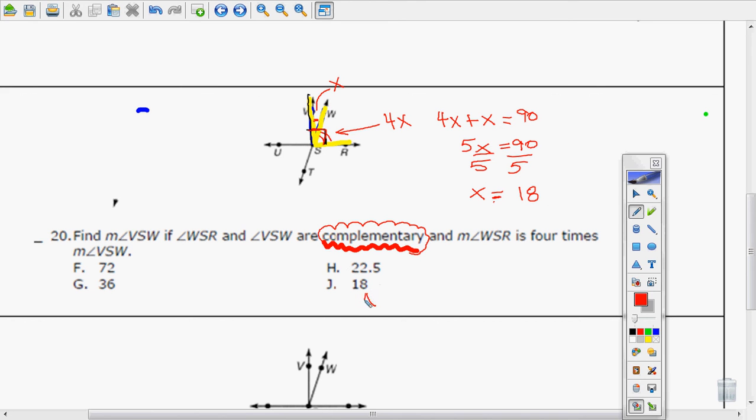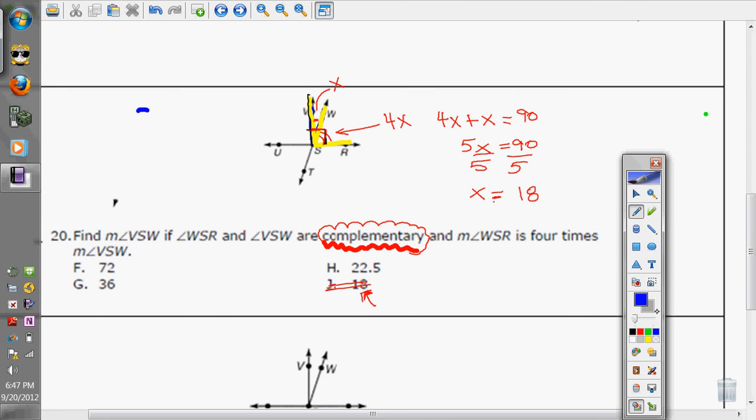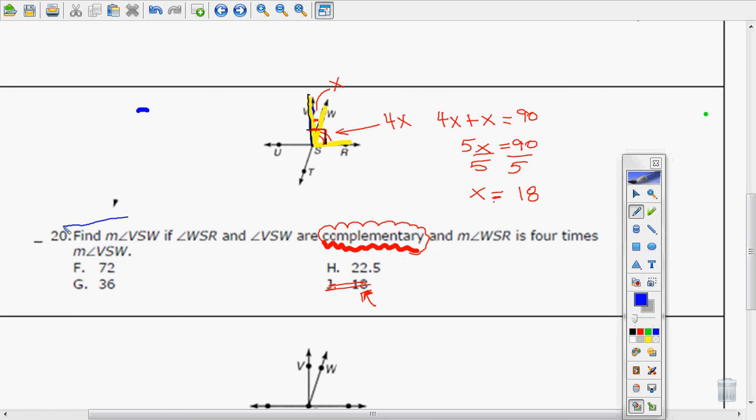And I know some of you are tempted to pick answer J. Avoid that temptation, because we are being asked to find the measure of VSW. Trick question. So VSW happens to be the exact same thing as x. So ignore what Miss Moore just said and go with J, because I did not read the instructions carefully.